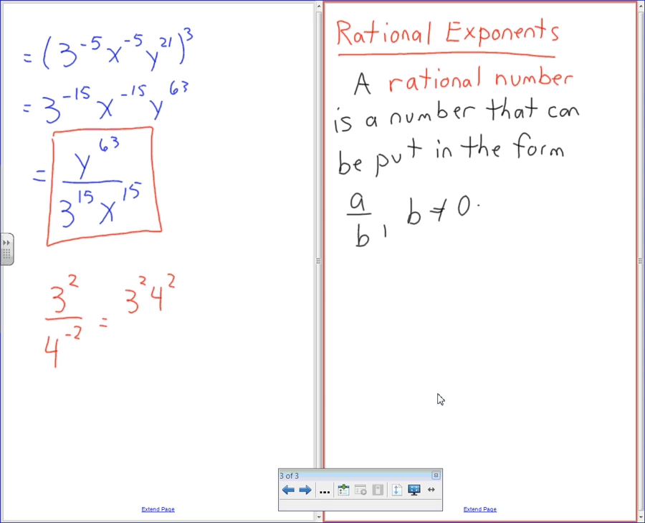So what we're going to get into today is we're going to ask the question, can you have a rational exponent? And more importantly, what does that actually mean? Mathematically you can do a lot of things, but there's got to be some logic to how we get it.